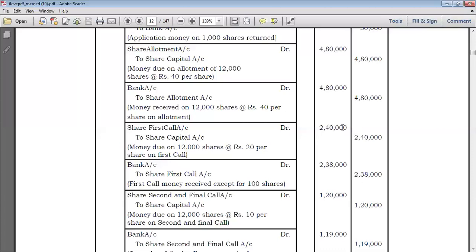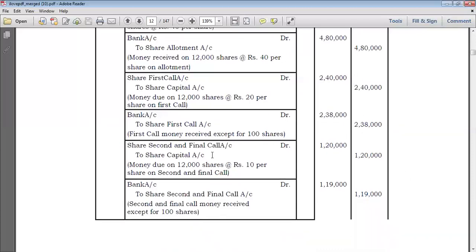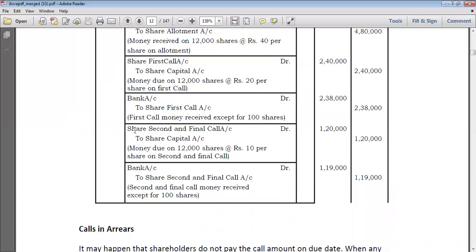So the company is due the first call of 2,40,000 rupees, but on the 100 shares, the company doesn't receive the money of the first call. That means 2,000 rupees is not received by the company on the first call. The total amount received by the company is 2,38,000. Now, see, on the second call, the remaining amount is 10 rupees. So share second and final call account debit to share capital: 12,000 shares multiplied by 10 rupees, that means 1,20,000.